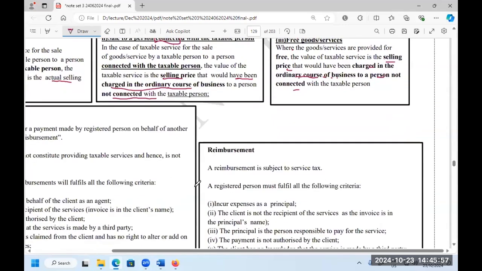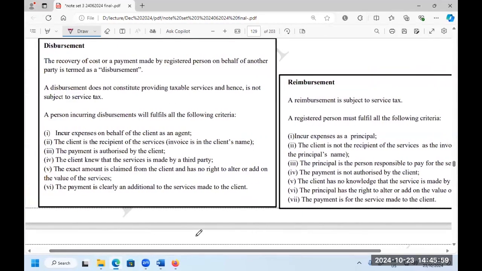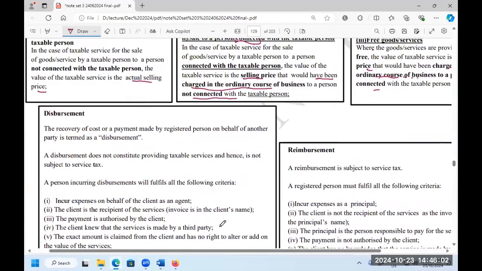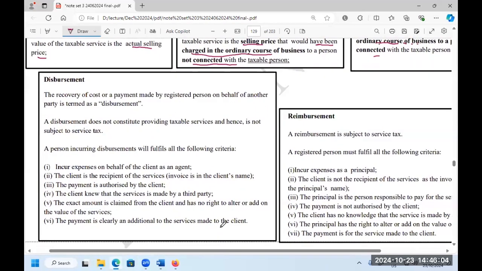Now, next one, disbursement versus reimbursement. Disbursement is not a taxable service. Reimbursement is a taxable service. How do I remember? I see the word D. The alphabet D comes first, isn't it? We don't tax. The later alphabet, reimbursement, we tax. It's a taxable service.